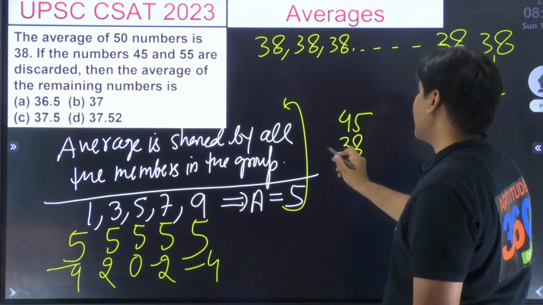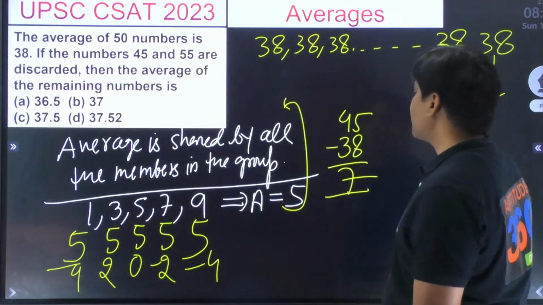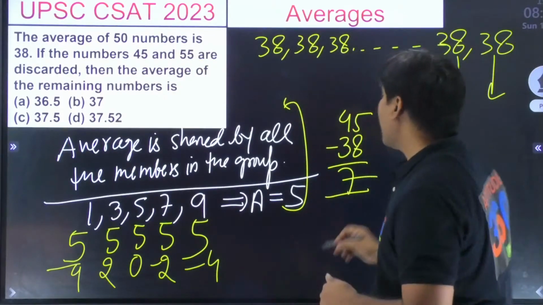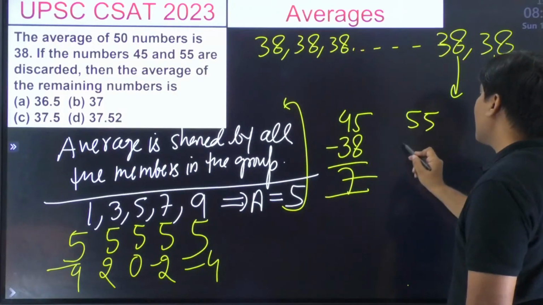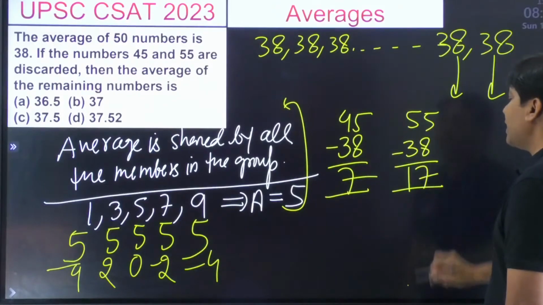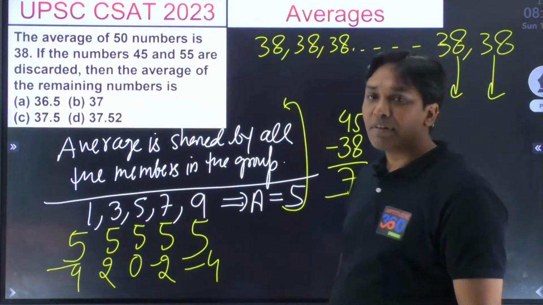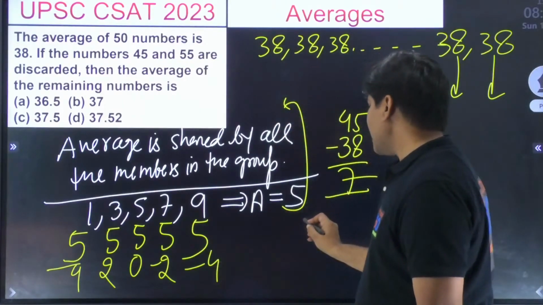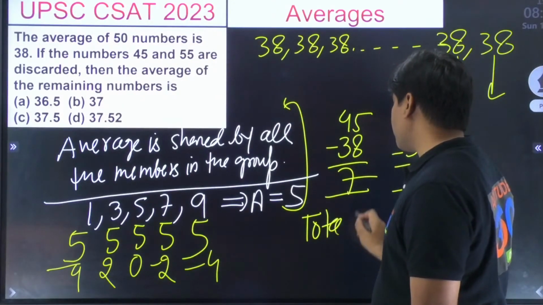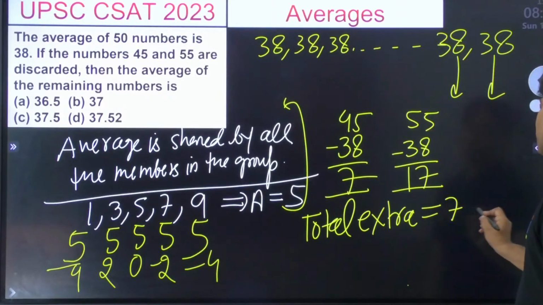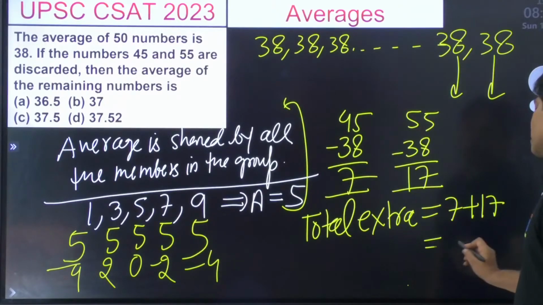45 minus 38. इसको लेके जाना चाहिए था 38, but लेके कितना गया? 45, which is 7 more. And the other one should have taken 38, but has taken 55. कितना एक्स्ट्रा लेके गया? 17. So 17 plus 7. So the total extra that goes out of the group is this plus this, which is how much? 24.